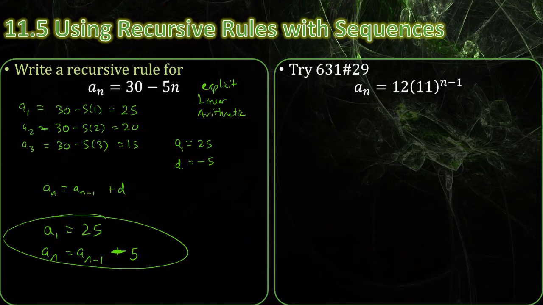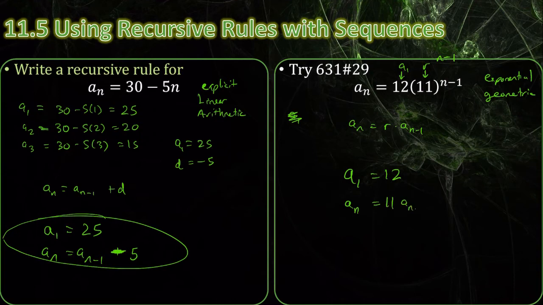Why don't you try number 29? This is exponential. This tells you it is geometric. This one you know is a1 r to the n minus 1. So a1 is 12 and r is 11. And for geometric recursive, you know it's r times a(n minus 1). You have to say where you're starting. a1 is 12. And then a(n) is r times a(n minus 1).